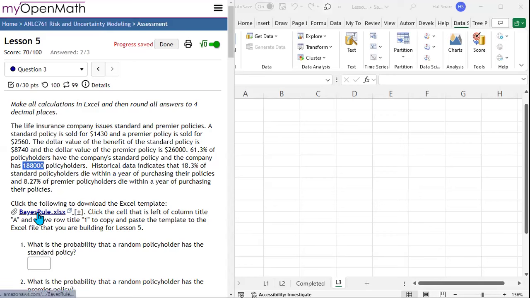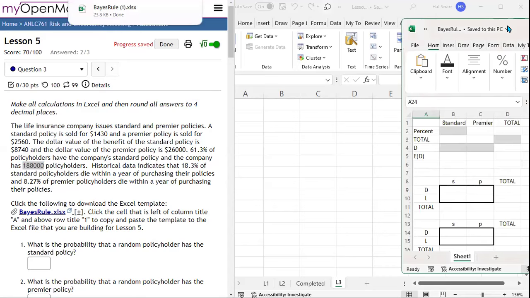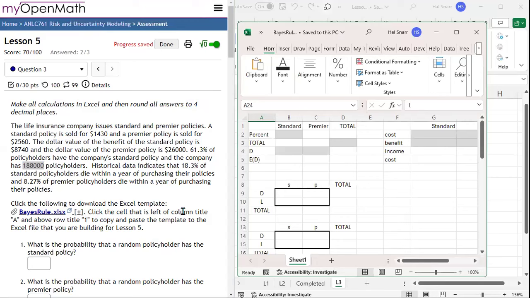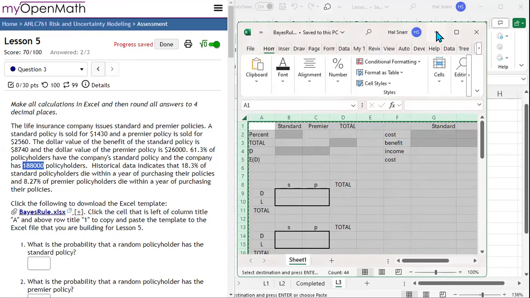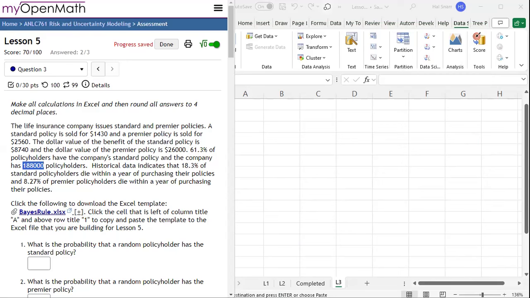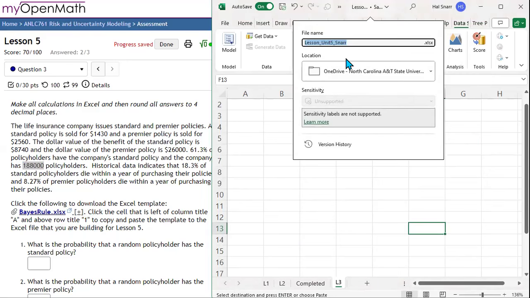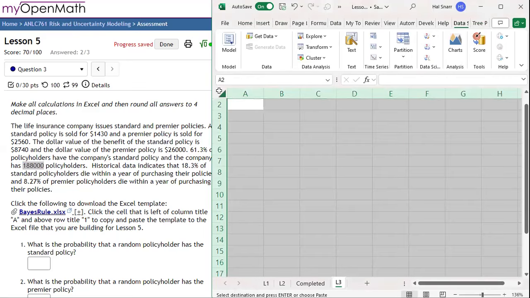To do this problem, we're going to download this. I've opened it up right here. We're going to click the cell that is left of the column title, A, and above the row title, 1, to copy and paste the template to the Excel file that you are building for lesson 5. So I'm going to click right here. I'm going to copy that. I'm going to put it in lesson 3 of the file that I saved as lesson_unit 5. And I'll click that point right there, and then I'll do a Control V.